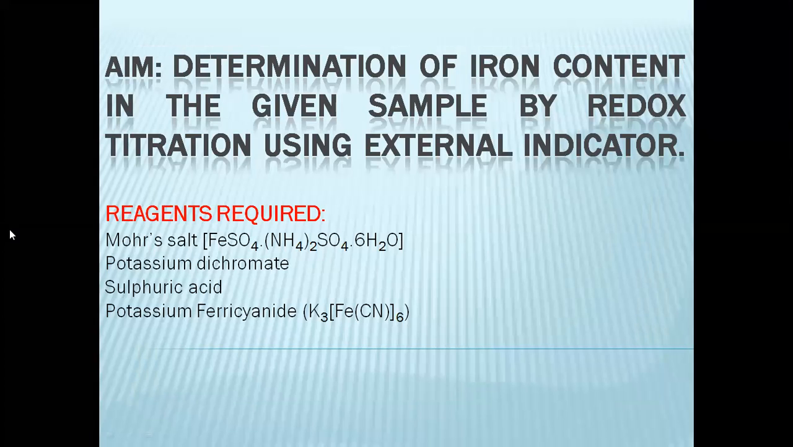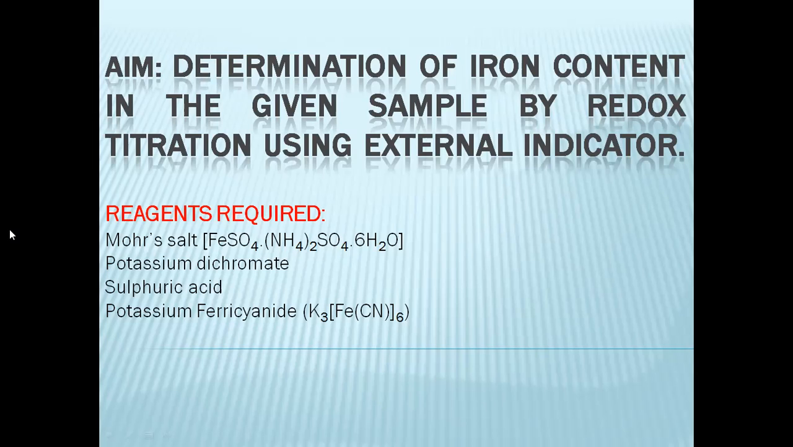Firstly, one should know all the reagents required for this experiment. Number one, freshly prepared Mohr's salt. Number two, potassium dichromate solution. Number three, sulfuric acid. Number four, potassium ferricyanide, that is the external indicator.